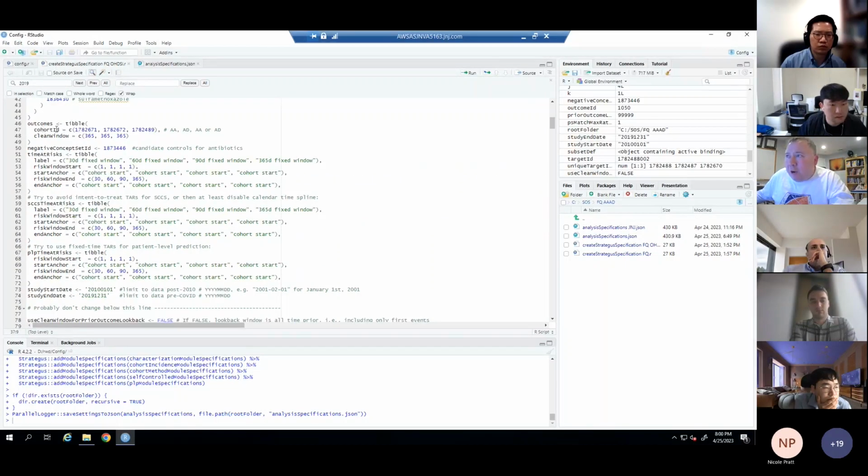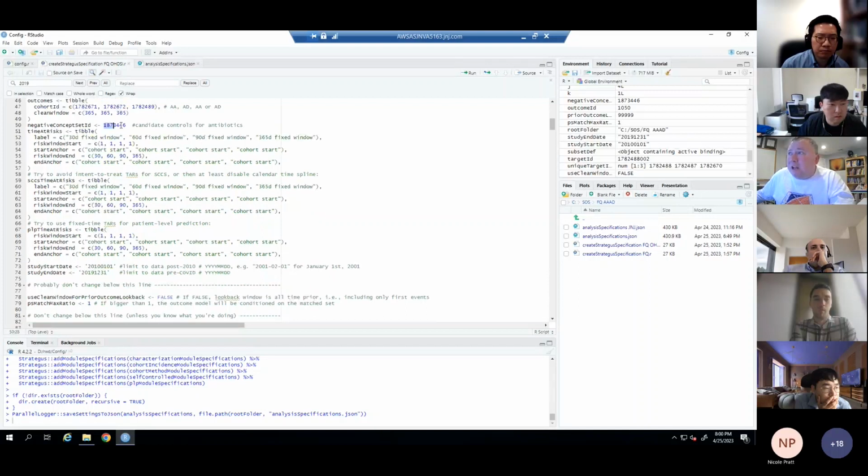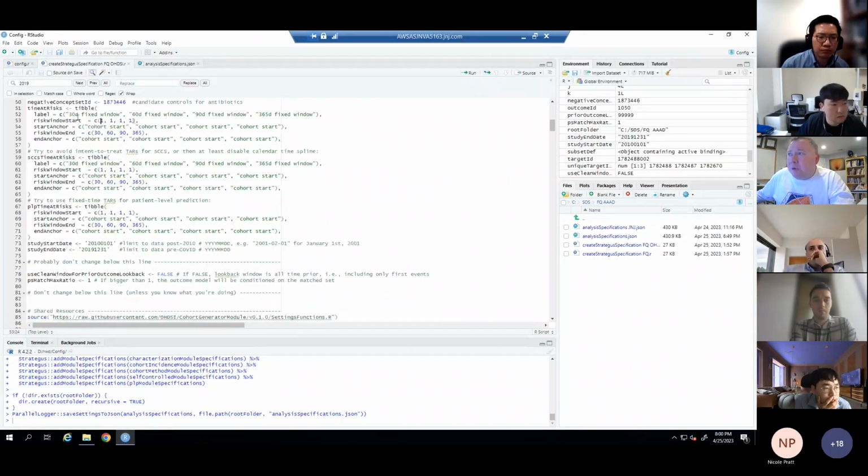We enumerate our outcomes. We have 3 of them: aortic aneurysm, aortic dissection, and the composite. These are, again, just cohort IDs. We specify our negative control concept set. And then we specify our time at risk windows, being that 30-day, 60-day, 90-day, 1-year window. So all I've done is I basically just parameterized the inputs that we decided on that very first slide.